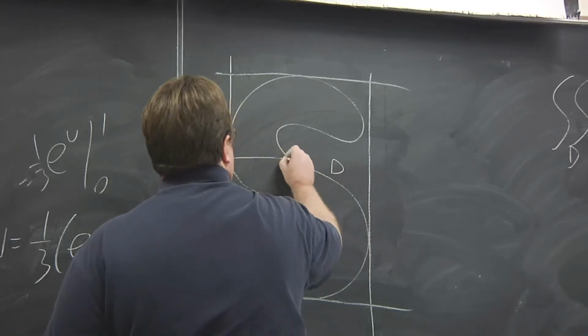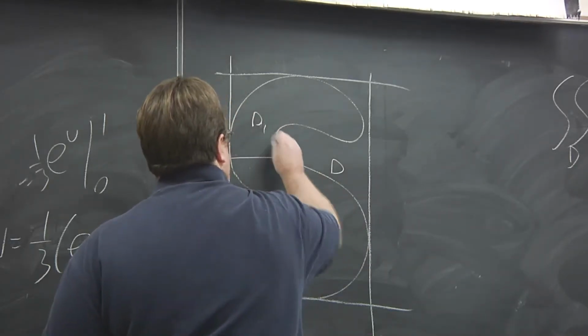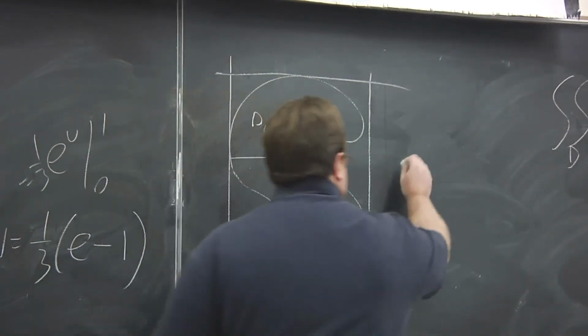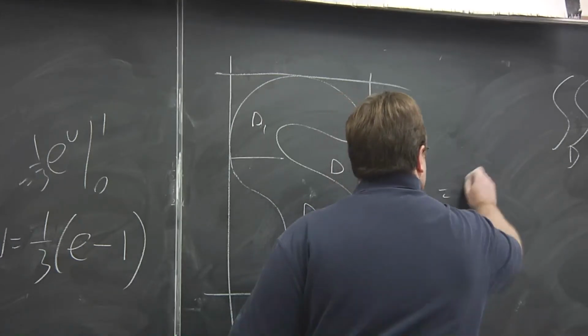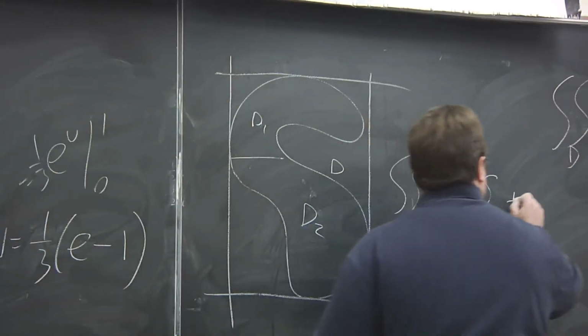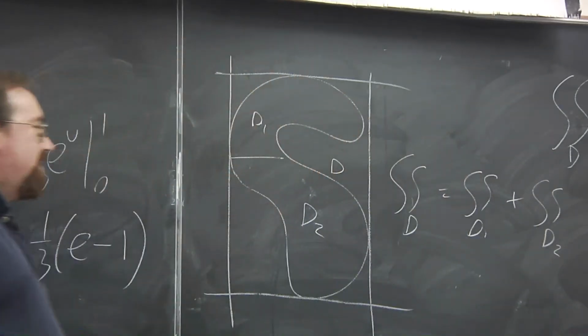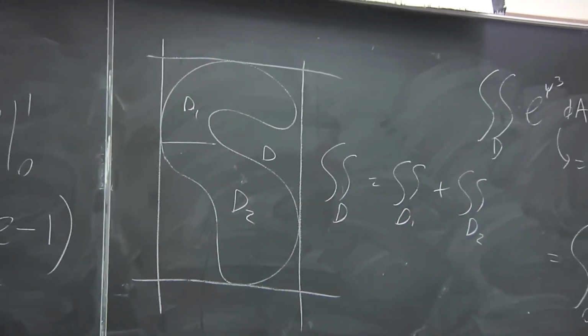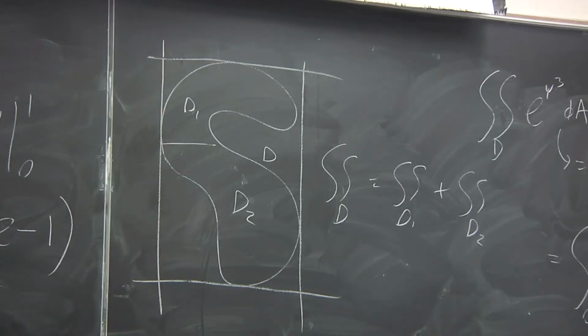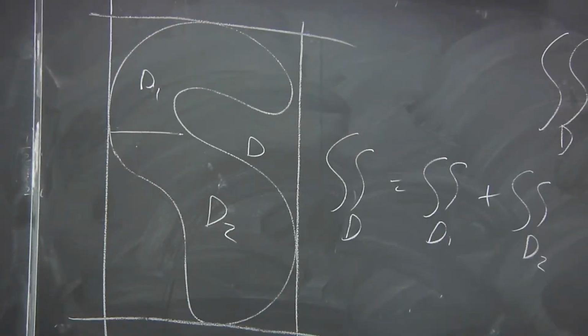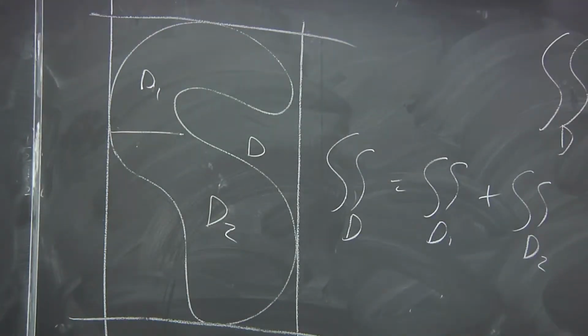If I break this up into D1, D2, you can integrate over D1 and D2 and add the results together. Now, D1 and D2 still do not quite fit that, but you could subdivide as often as you need to. It can be kind of a pain, of course.